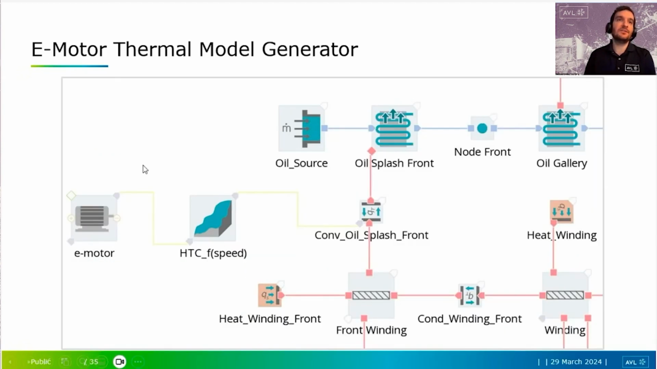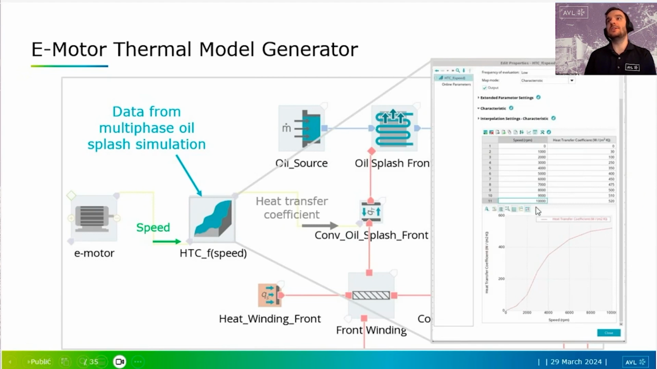And this is the other boundary condition where we have the heat transfer convection coefficient as a function of speed, and that's from the oil splashing. So you can see here we have our oil splashing here on the top, and it has an energy transfer to the front winding. And you're going to change this heat transfer coefficient here, and it'll be a function of speed, and you can see the heat transfer coefficient increases as the speed increases.